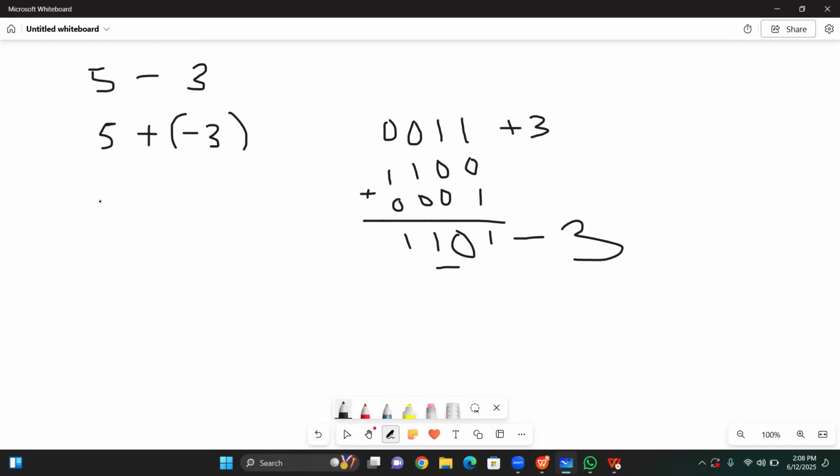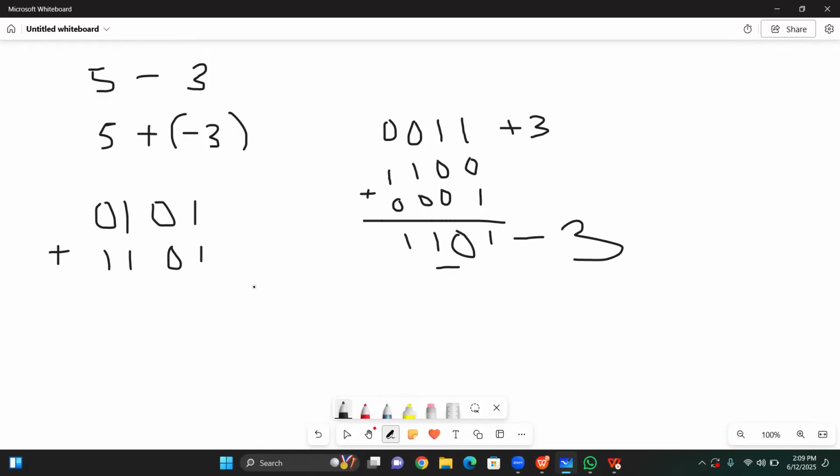So we'll now say 5 is 0, 1, 0, 1. Then minus 3 is 1, 1, 0, 1. All right. So here we are not doing addition, instead we're doing subtraction. Both of them you can do, but for the sake of devices, there's no need to create different devices. One device can actually do this.